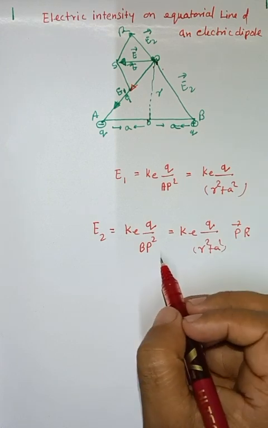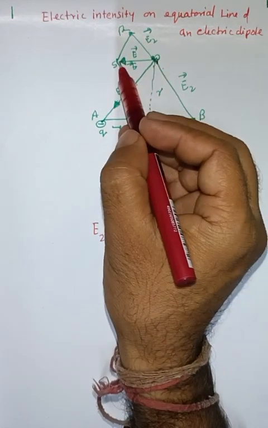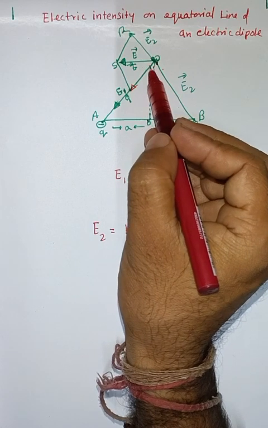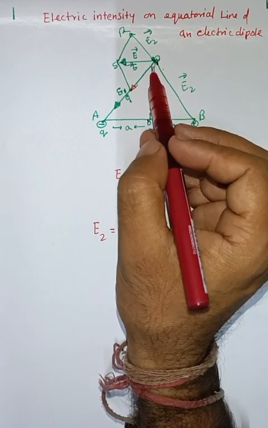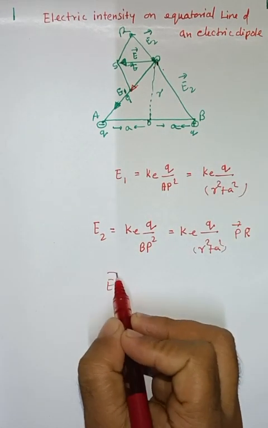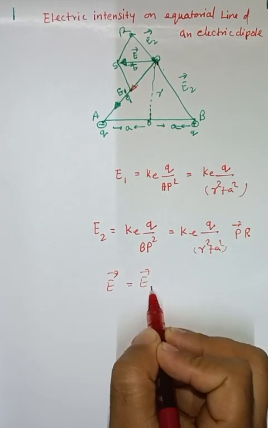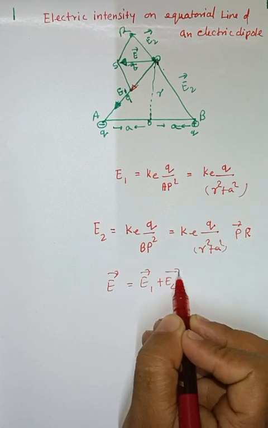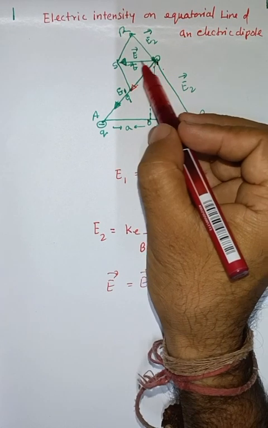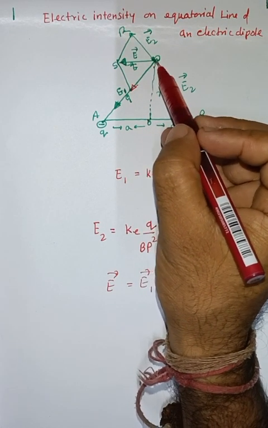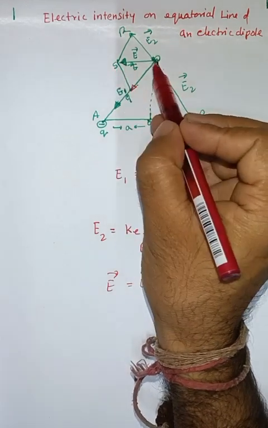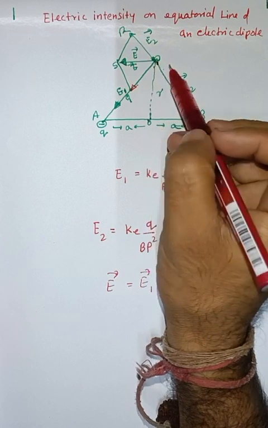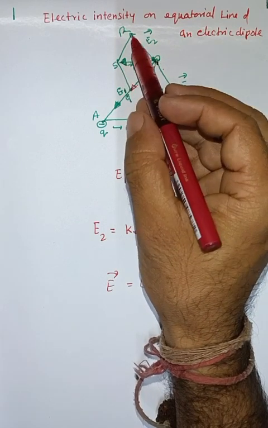Okay, let E be the resultant electric intensity at P. According to the principle of superposition of electric fields, vector E is equal to vector E1 plus vector E2. The resultant vector E of vector E1 and E2 is given by the diagonal PS of parallelogram PQSR.